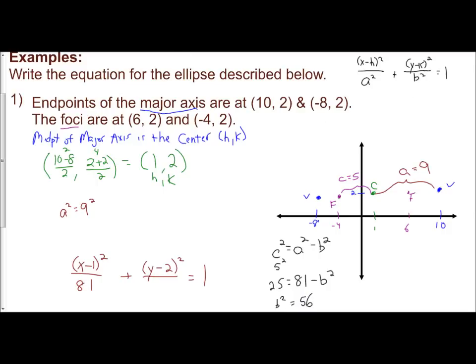I don't need a square root or anything because the formula says (x minus h) squared over a squared plus (y minus k) squared over b squared. And so I get 56. And there is the equation of the ellipse.